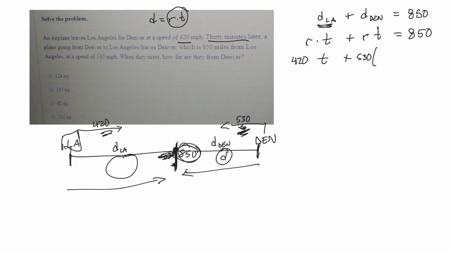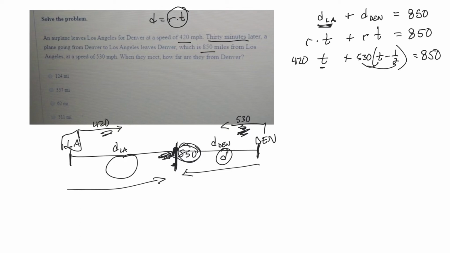Don't put 30 minutes in there, because we're doing things by hours: 420 miles an hour and 850 miles, so we're doing miles per hour. So for our time, let's put 0.5. So this time will be whatever this time is minus the half an hour, and that is equal to 850. Now I just have to solve that equation.